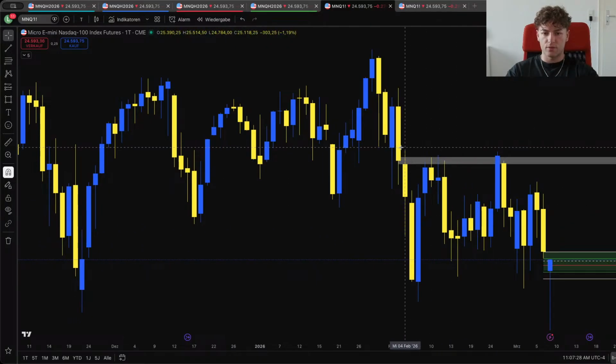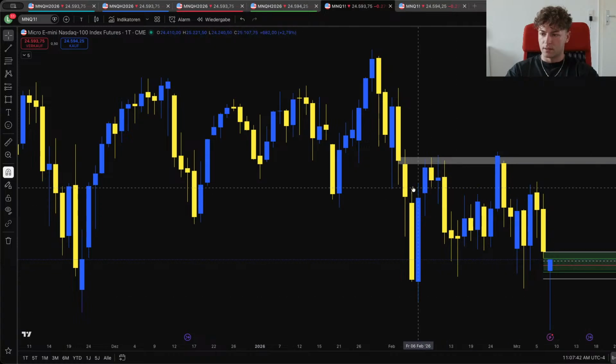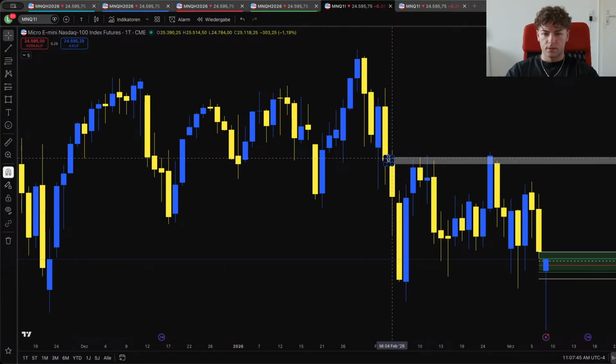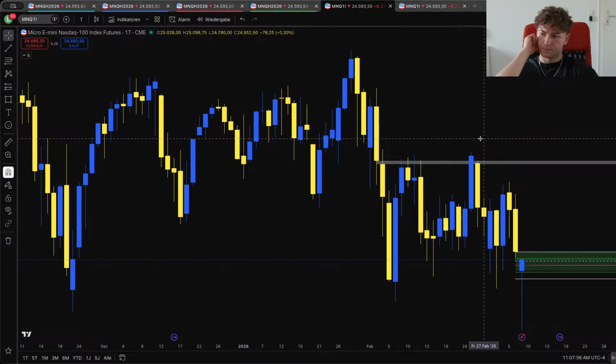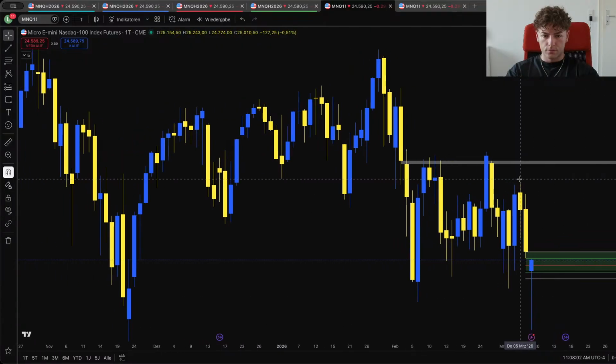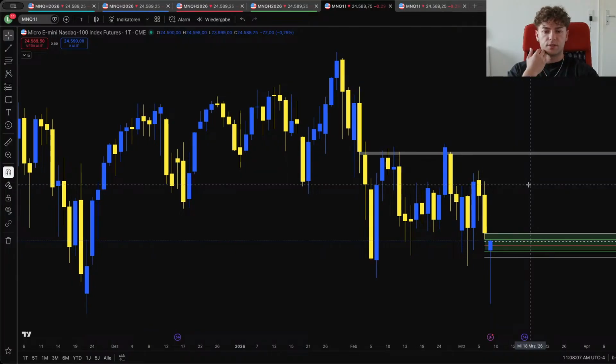It's obviously not wrong to use this one, but as you can see, the bodies stayed inside of this volume imbalance. If you go back and toggle it again and draw it like this, you can see the body pierced through it and closed above it. So just experiment and see for yourself.